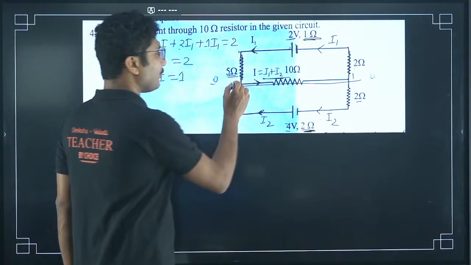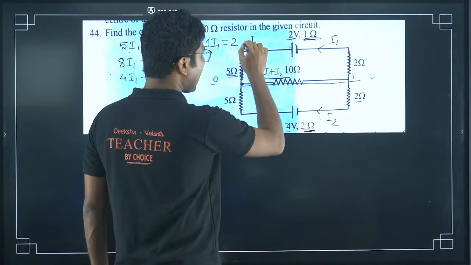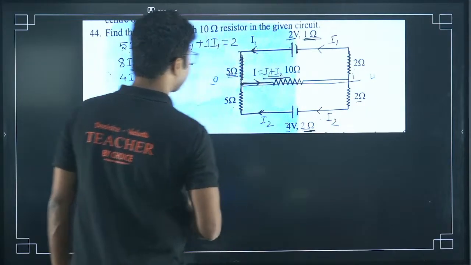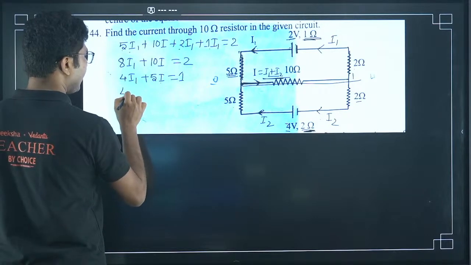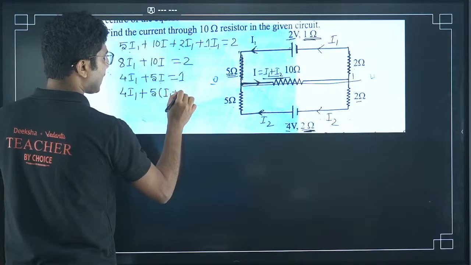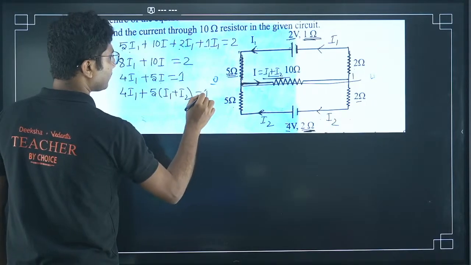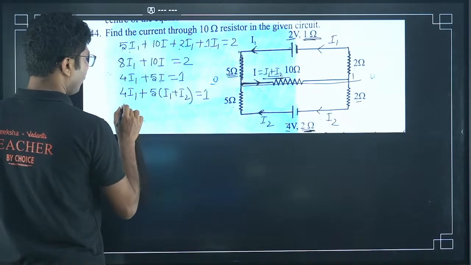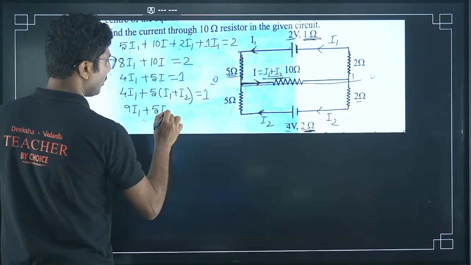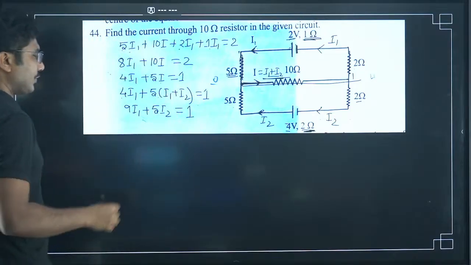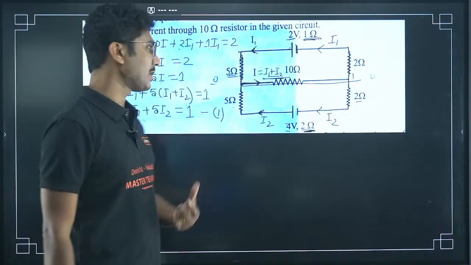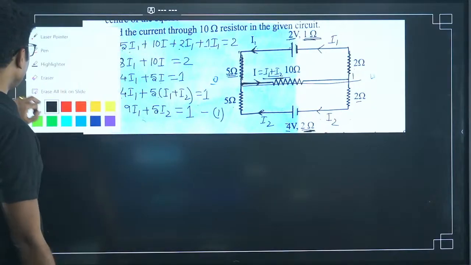I1 plus I2. If you apply Kirchhoff's current law at this junction, I1 current is from top, I2 current is from down, so together they will be I1 plus I2. So you have to put that value over here as well. So 4I1 plus 5(I1 plus I2) equals 1. So 4 plus 5, 9I1 plus 5I2 equals 1. So this is equation number 1. Two variables, two equations: you have to construct and then solve them. That is how you should do it.